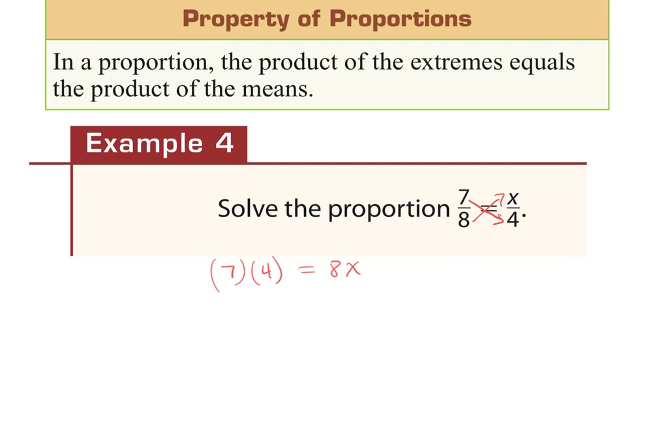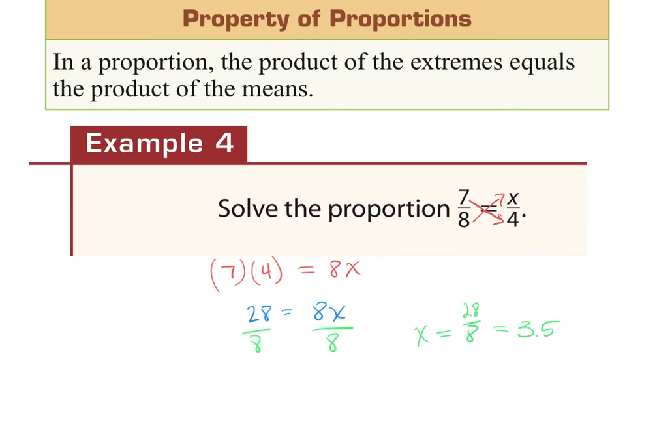So 7 times 4 is what? 28. 8x. What's happening between the 8 and the x? It is multiplication, so I am going to divide. So x is going to equal 28 over 8, which you can leave that way, or if you actually divided it out, it's going to be like 3.5. All right? So that's one way to do it.